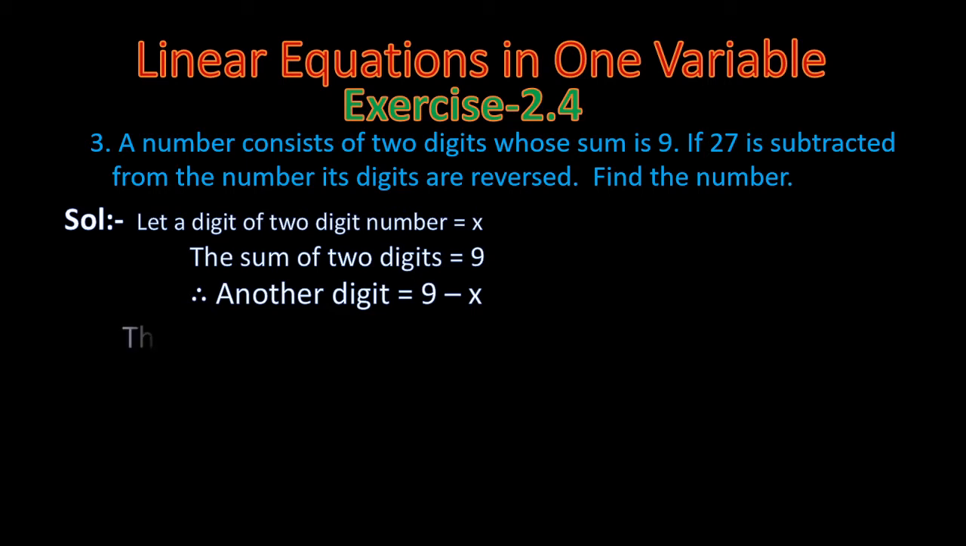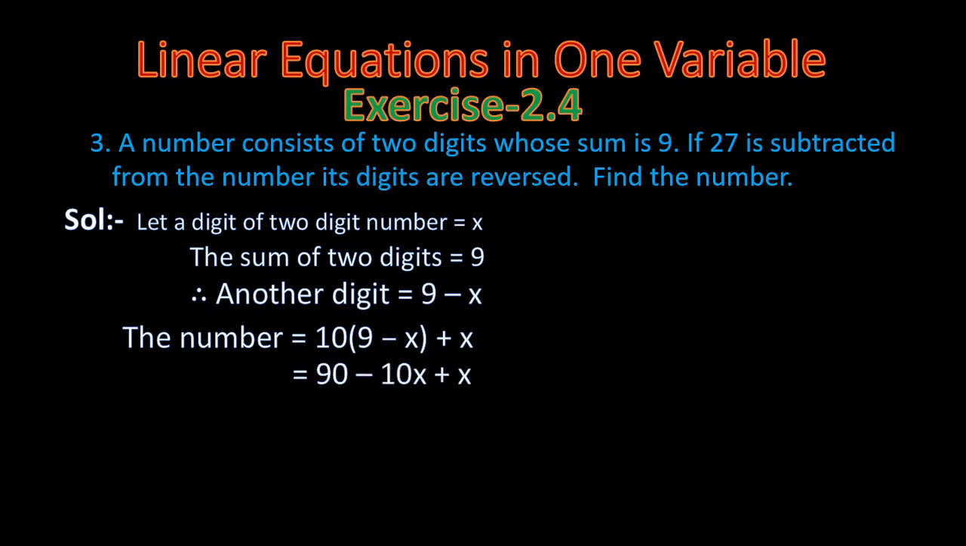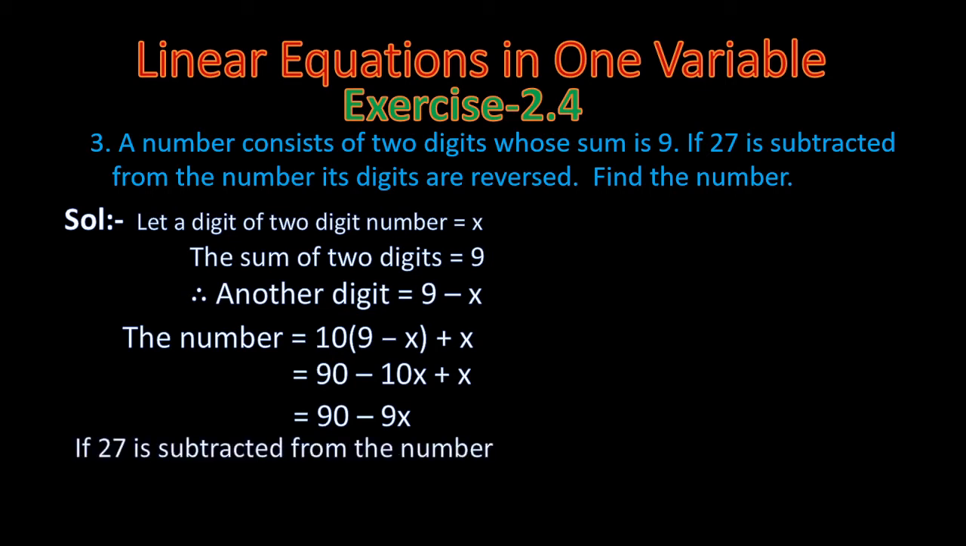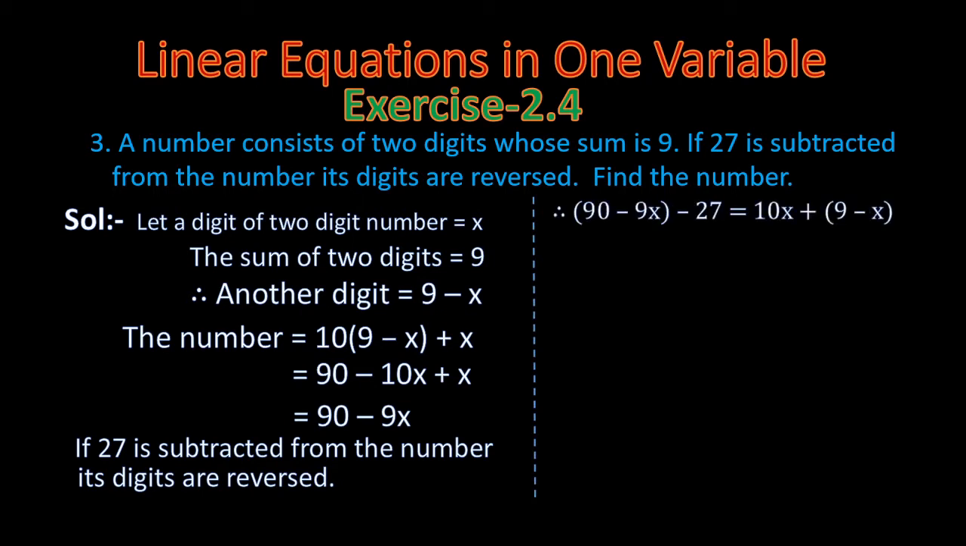The number is equal to 10 of 9 minus x plus x, that is equal to 90 minus 10x plus x, that is equal to 90 minus 9x. If 27 is subtracted from the number, its digits are reversed. Therefore, 90 minus 9x minus 27 is equal to 10x plus 9 minus x. 63 minus 9x is equal to 9x plus 9.